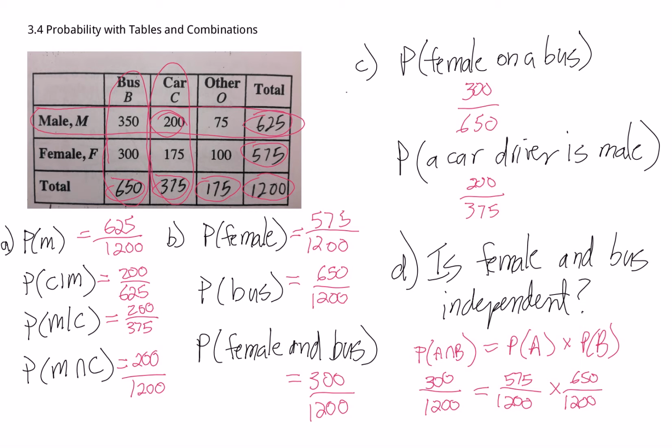So the question is, is 575 out of 1,200 times 650 out of 1,200 equal to 300 out of 1,200? And if you do that on your calculator, the answer is no, those are not equal. The actual answer for that would be 299 out of 1152 if you reduce your fraction. So 300 out of 1,200 is not the same as 299 out of 1152, so we'd say no, they are not independent. And common sense would also give you that, right? We do have females that are on a bus, so that means that there was some sort of overlap that we'd have to take care of.